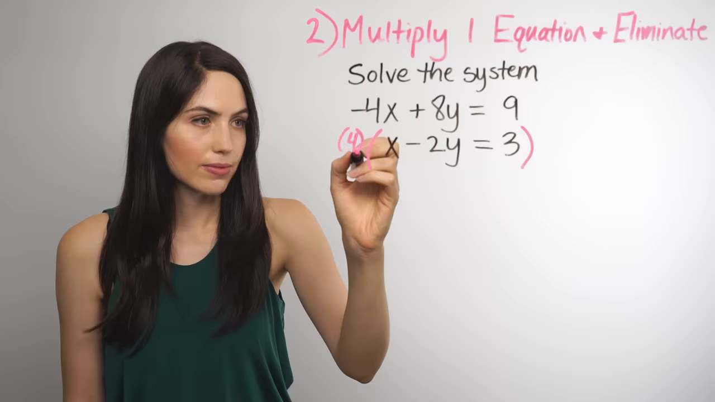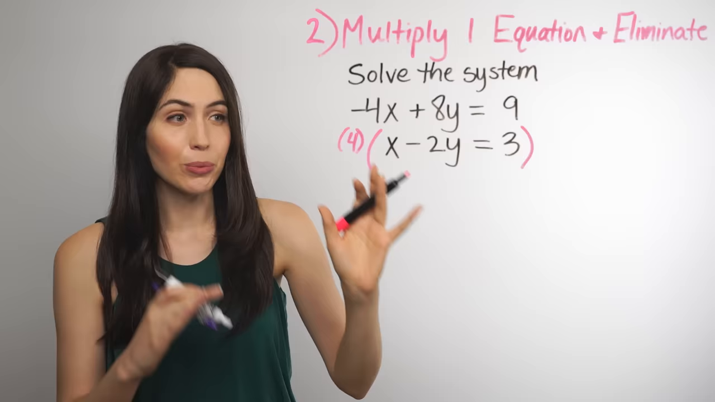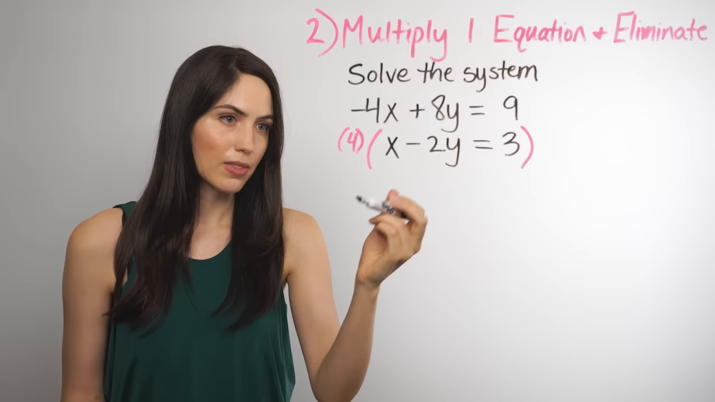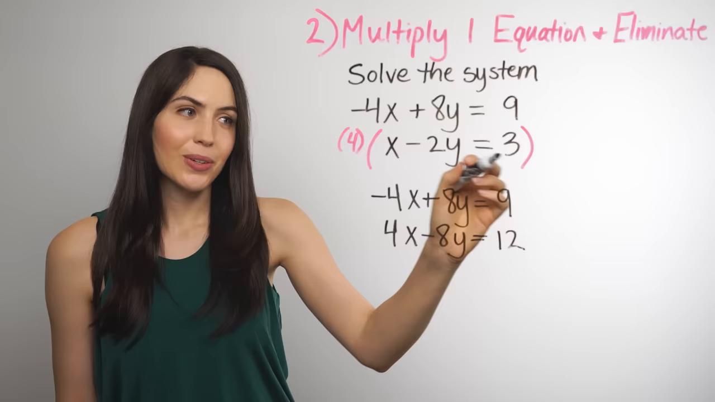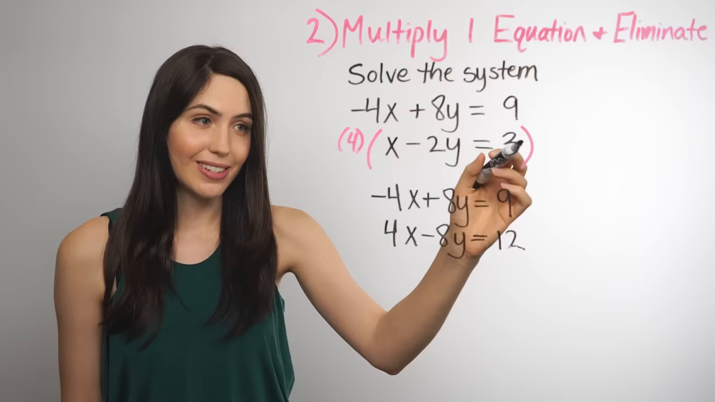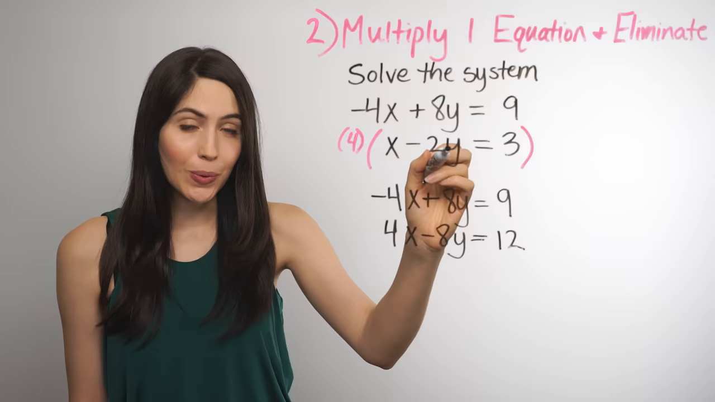So we're multiplying this whole second equation by 4, and I think it's a really good idea to rewrite both equations so you can see it all very clearly. Okay, so the first equation is just the same. We didn't change it at all. The second equation, everything gets multiplied by 4, both the left side and the right side. So instead of x, we have 4x. Instead of negative 2y, we have negative 8y, an equal sign.